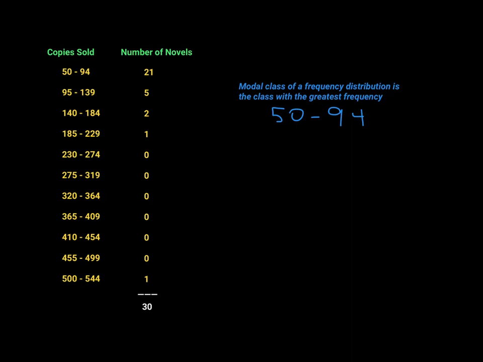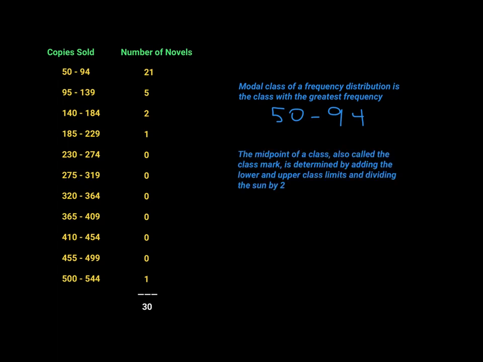The midpoint of a class, also called the class mark, is determined by adding the lower and the upper class limits and then dividing by 2. For example, for the first class, my lower limit is 50 and my upper limit is 94. If I add these two values and divide by 2, I get 72. 72 is the midpoint of that class.